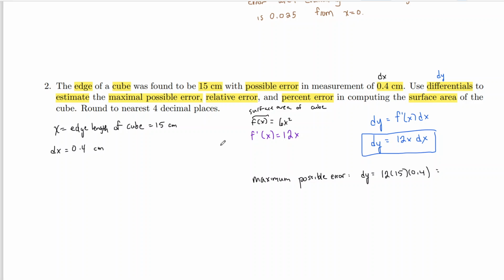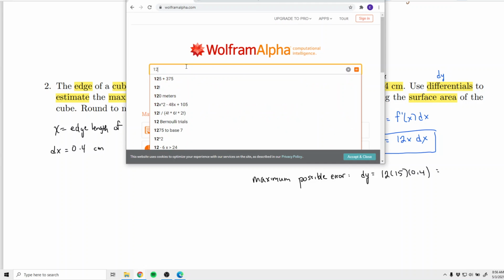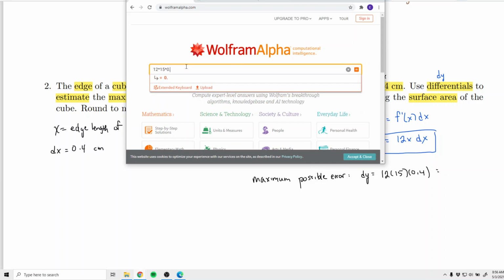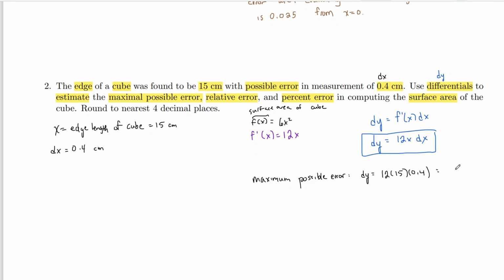Now, because this problem says round to 4 decimal places, we can just go ahead and plug it in, not even worry about trying to do this by hand. So let's do that. 12 times 15 times 0.4. Oh, we get a nice whole number. It's 72. And now if you want to keep track of your units, because we're talking about an area, it is a surface area, but it's still an area. It's squared units, so it's centimeters squared.